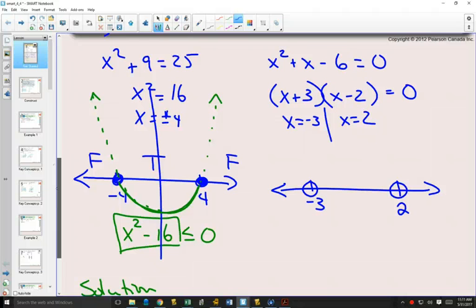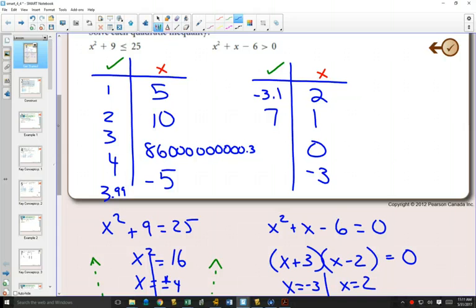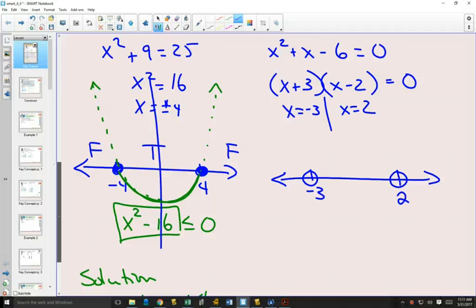So now that we found out that those are our two sections, we need to check something less than negative 3. Had we done that already? Yes, we had tried negative 3.1 and we said that it worked. If you had tried another number like negative 5, it would have worked as well. So what those values of negative 3 and 2 do is they tell you the boundary points, and everything less than negative 3 in this case is true.